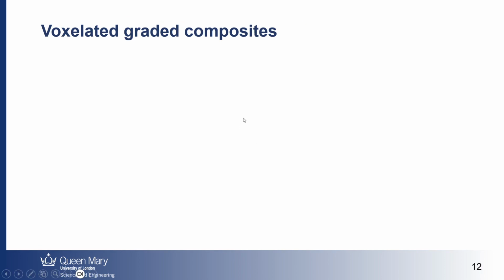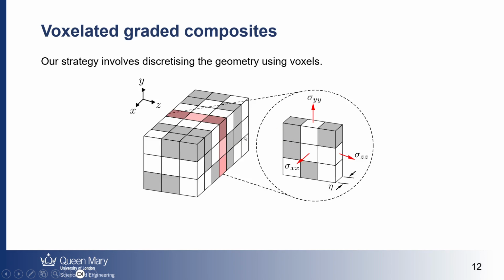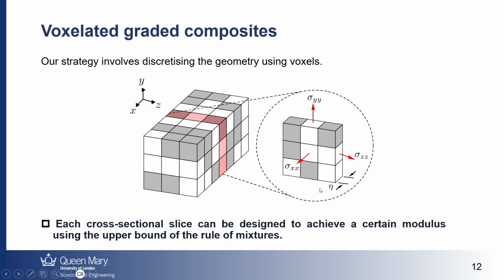One way we can achieve that is using a voxelated graded composite. Our strategy involves discretizing the geometry using voxels. As you can see from the figures, we can discretize the whole structure into many slices. At a particular slice, like the red region shown here, we can vary the composition of the soft and the rigid polymers such that they achieve a certain modulus based on the rule of mixtures.